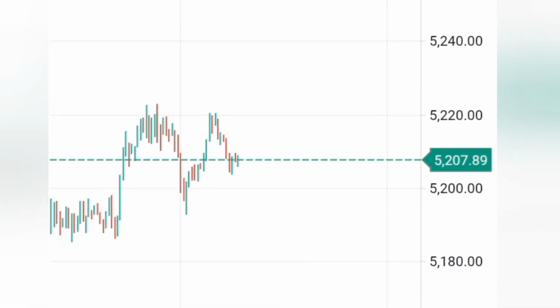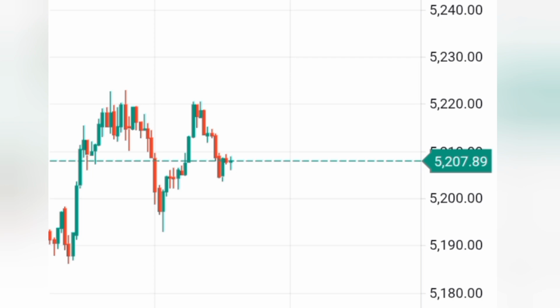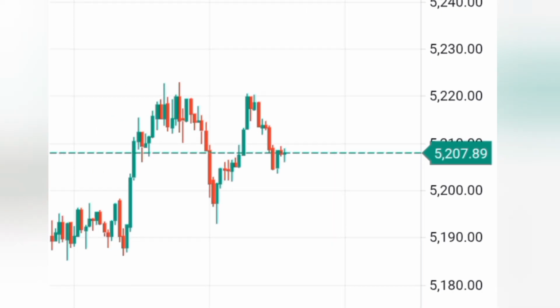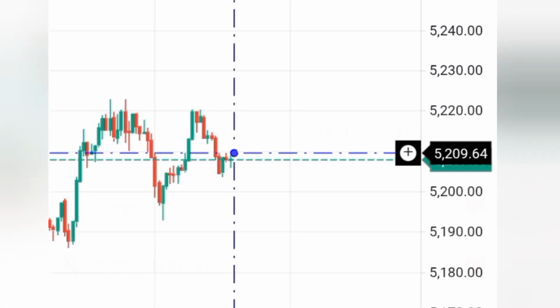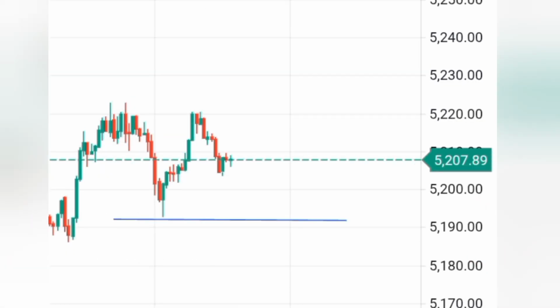So now step two, you will mark the support and resistance zone, where price has reacted before, right? Now, for example, here we have different zones. We have the support zone. So now we have that support zone, right?